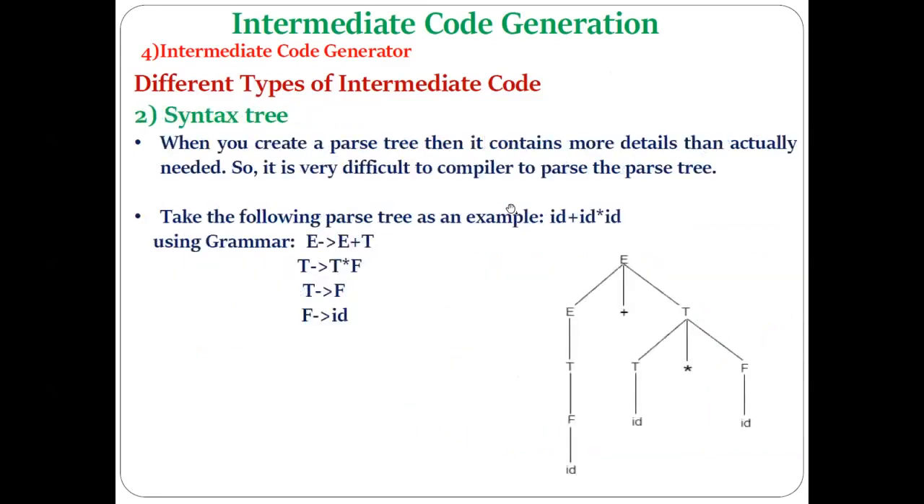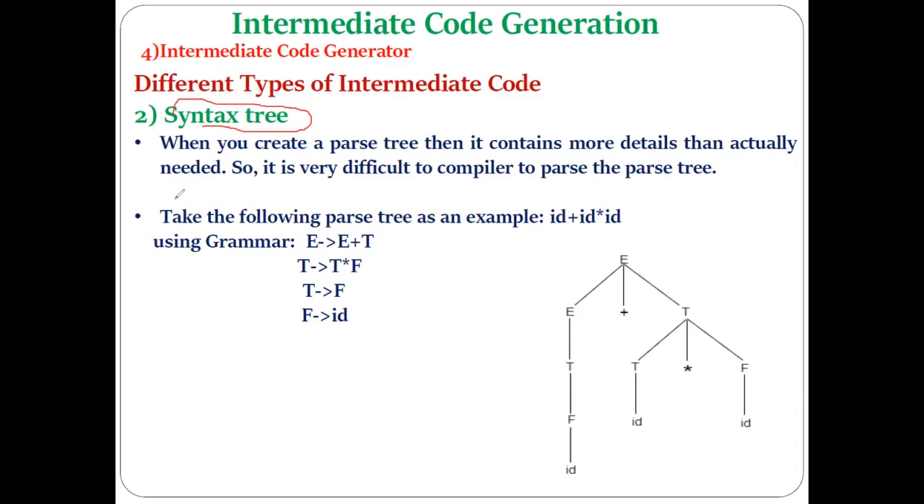Now let's see another type of intermediate code, which generally does not get utilized, but we have to study it. The second type of intermediate code is the syntax tree, which you also know. In order to understand it, we will compare it with the parse tree, so that you get a clear idea of what exactly the difference is between the syntax tree and the parse tree, and why the syntax tree is chosen over the parse tree for intermediate code.